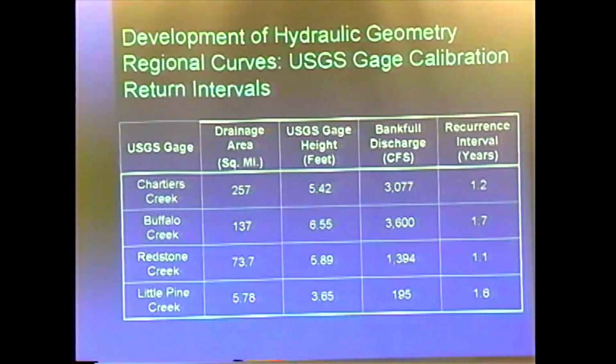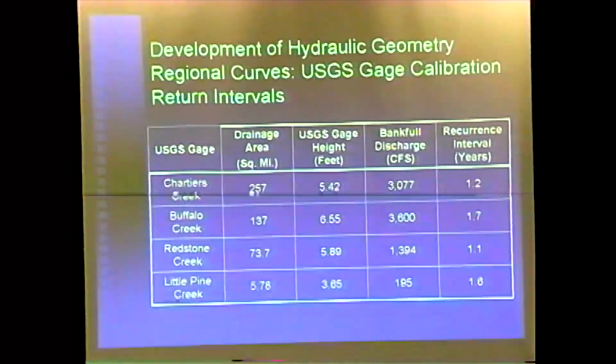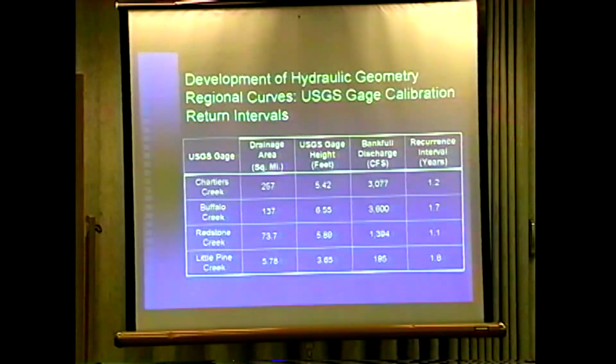And this can help you to understand how often your stream will hit that bankful elevation. In the case of Chartiers Creek and its tributaries, it's generally every 1.2 years you're going to have a flood or close to flood event.